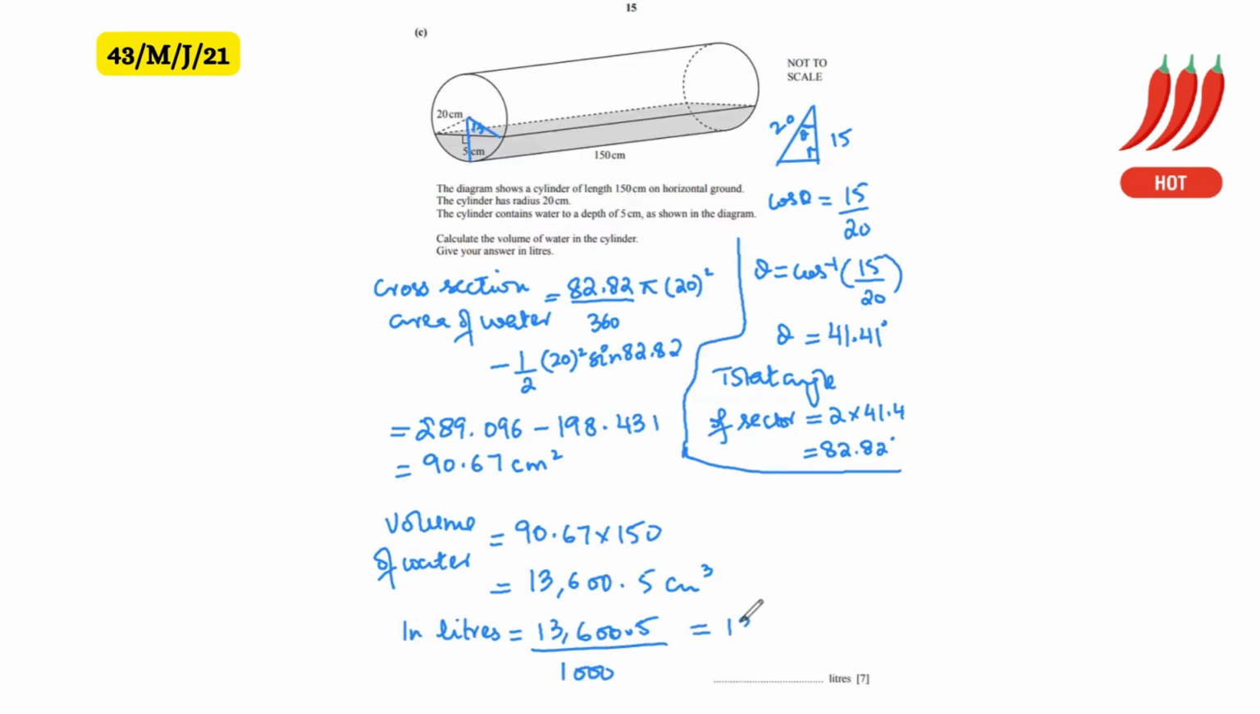That's going to be 13.6 liters. That's your answer.